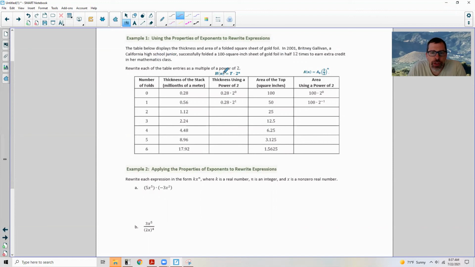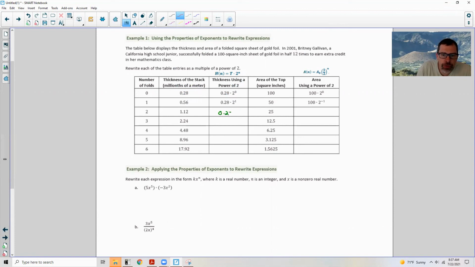So for the thickness, that's going to be the height, with n being the number of folds. The height equals the thickness of the foil, which is 0.028 millionths of a meter, times 2 to the number of folds. Okay, so 0 folds would give us 0.28 millionths of a meter times 2 to the 0, which is times 1, which will give us this 0.28. And then this 0.56 came from taking the original thickness times 2 to the power of 1, being 1 fold. And we just continue with that.